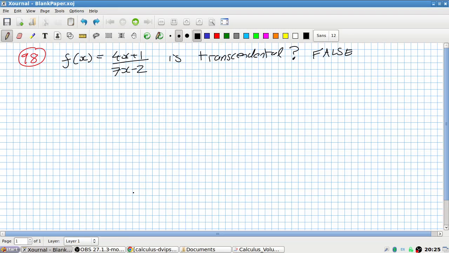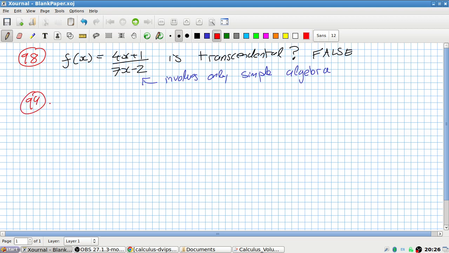Okay. Is this transcendental? False. It's algebraic. It involves only simple algebraic expressions like multiplication, divisions, subtraction, powers, and so on. No powers in this one though, unless you want to say power minus one. So that's not transcendental. It's because it's algebraic.